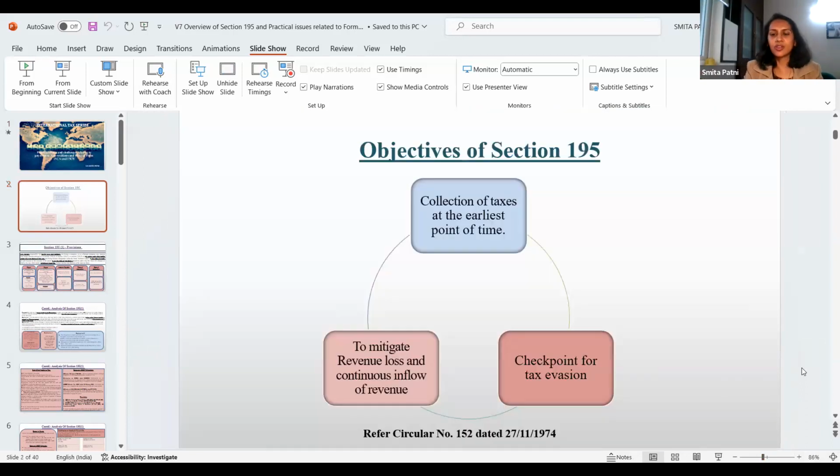Now, just to give you the background of Section 195. Section 195 is one of the most important sections, which basically deals with non-resident taxation. In the complete bucket of TDS sections, this is the most eminent section. All the international transactions are routed through this section. Wherever withholding tax is to be done in the case of non-residents, Section 195 comes into play.